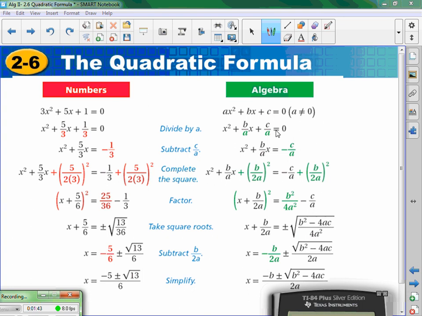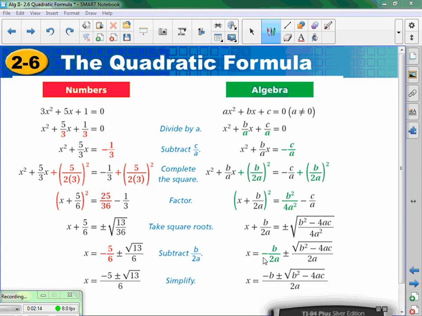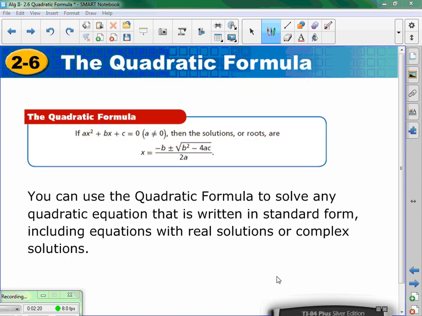Now, if I throw in the letters a, b, and c, remember the a is what's attached to the x squared. The b is what's attached to the x. And the c is the constant number. And it always has to be equal to 0. I'd have to divide by the a. Cut the b in half. Square it. Take the square root to get rid of the square. Subtract this over. Combine like fractions. And you're left with the quadratic formula.